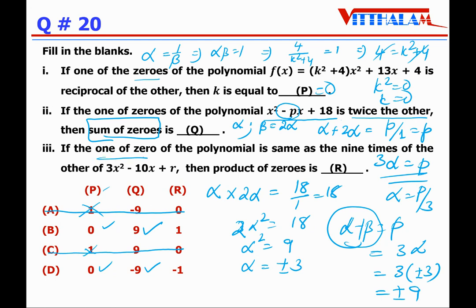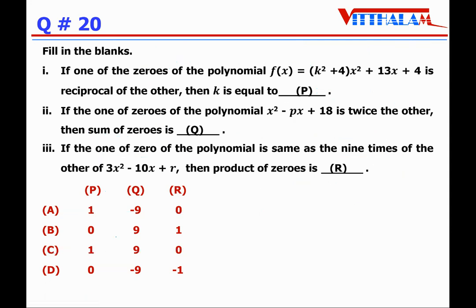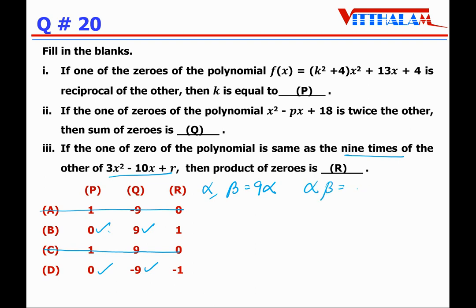So now let's go for the third one. Let me erase first. So this is out, this is out, this is 0, this is 9 or minus 9. Okay, let's solve the third one. If one of the zeros of the polynomial is 9 times the other, then the product of zeros is? So one of the zeros is alpha, and beta is 9 times alpha. We have to find out the product of zeros. So the product of zeros, alpha beta equals c by a, which is r by 3. This is what we have to find out.